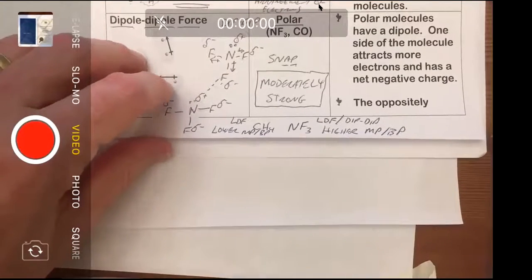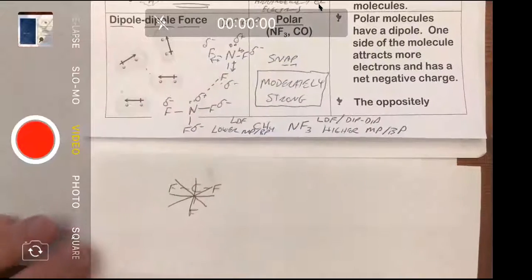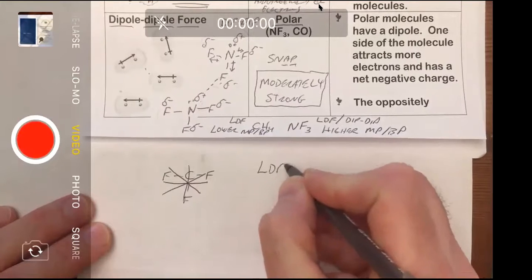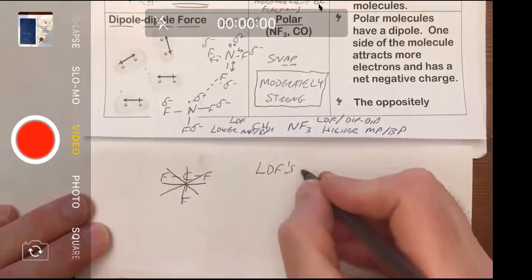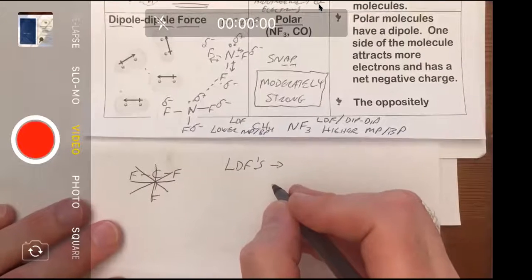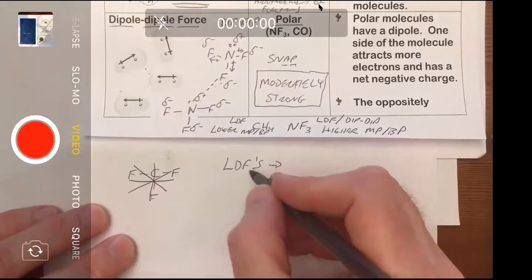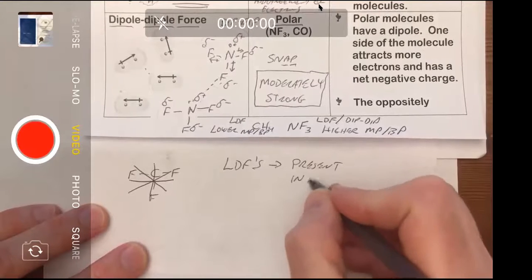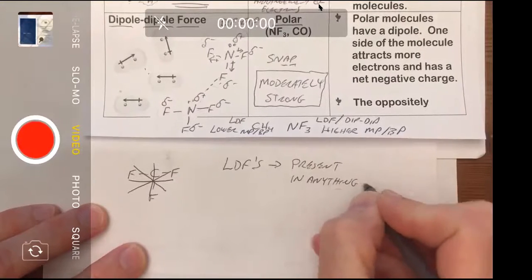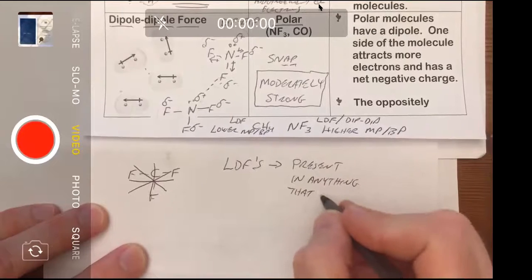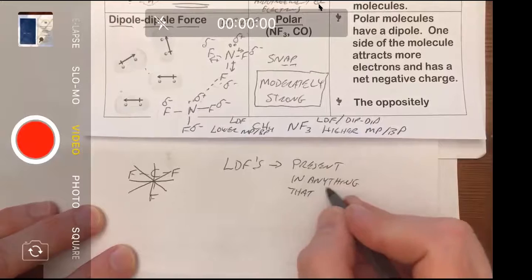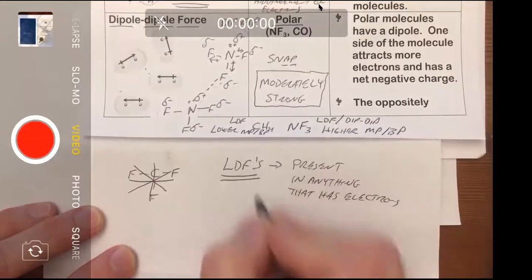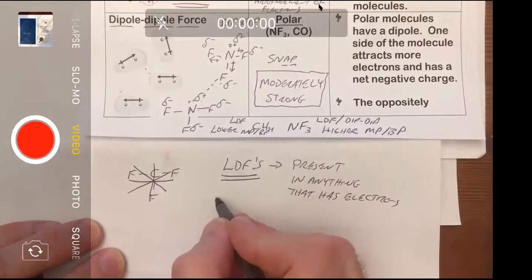Mr. Caldwell, is that Grace? Yeah, go ahead. If the LDFs are only for nonpolar molecules, how are they also in the polar molecules? Okay, that's a good question, and I was trying to get that in there, but it's really hard. LDFs are going to be present in anything that has electrons, and so it's going to be present for every single thing that we look at. Because the whole reason that LDFs occur is because of that temporary arrangement of electrons.